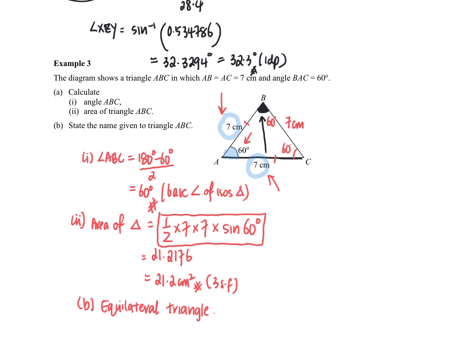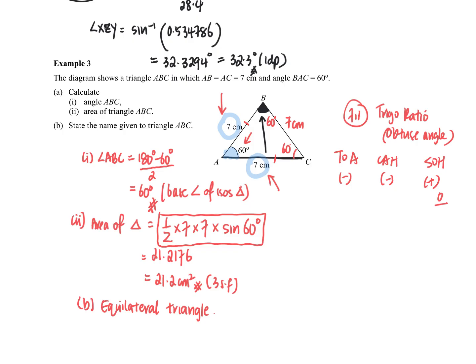So a very quick recap again. 7.1, we learned trigo ratio for obtuse angles. It is also sine, cosine, tangent. But remember, this is negative, this is negative, this is positive. So it's O over H, A over H but with a negative, and O over A with a negative. So just take note of that.